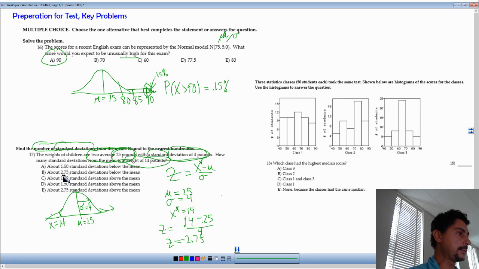And then I look and it says about 2.5 standard deviations below the mean. Yes, to the left of the mean. That's what we mean by below. And the answer would be B.